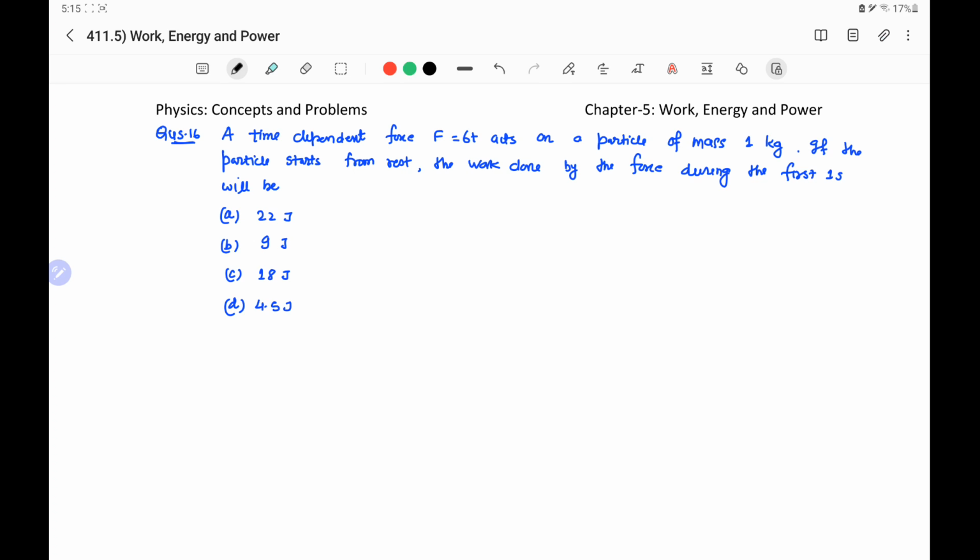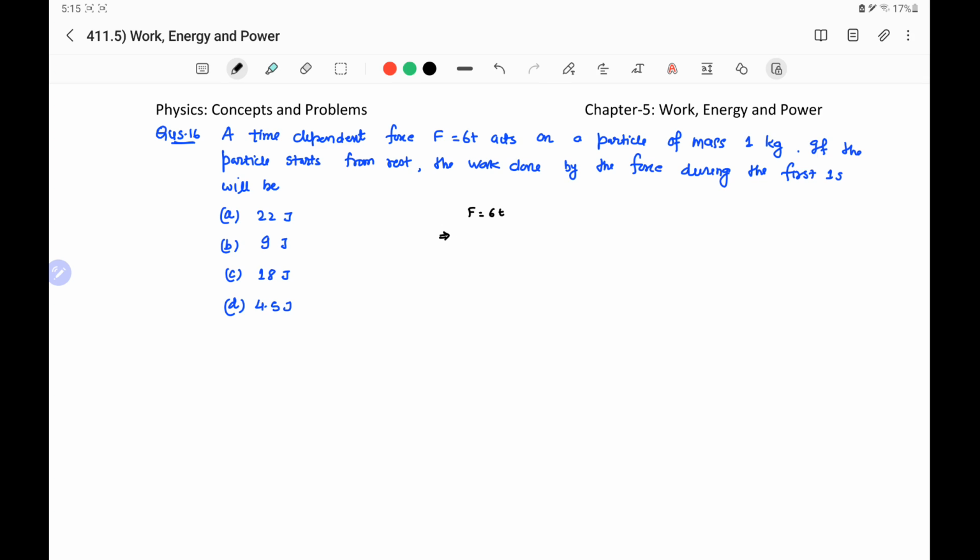Question number 16 is, a time dependent force F equal to 6t acts on a particle of mass 1 kilogram. If the particle starts from rest, the work done by the force during the first 1 second will be. Options are 22 joule, 9 joule, 18 joule and 4.5 joule. It is given that force equal to 6t.